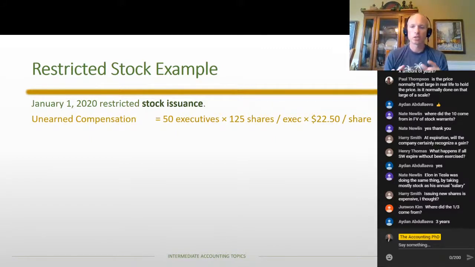It's kind of a weird account. Basically, it's a placeholder, for lack of a better phrase. And what it's saying is we've issued some shares. In this case, 50 executives each have received 125 shares. The fair value of each share is $22.50, which means the total value of the stock that's being issued is $140,625. However, the employees don't have any rights to these shares. So in reality, while I've issued the shares, I haven't quite diluted my shares yet. They're kind of sitting there, but kind of not sitting there. And so this unearned compensation account kind of offsets the issuance.